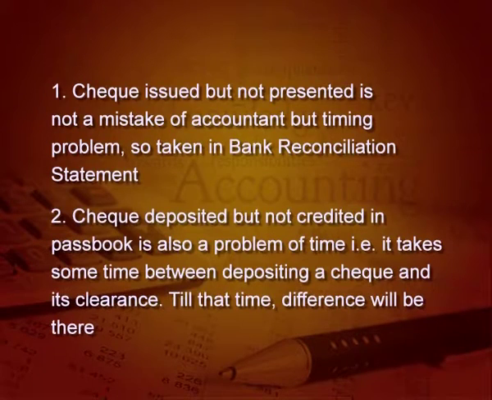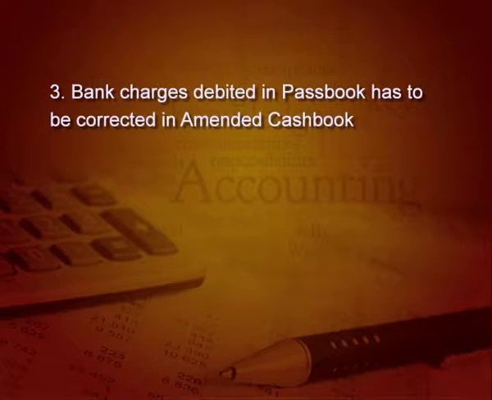Coming to point number 2, check deposited but not credited in the passbook is also a problem of time, because it takes some time between depositing a check and its clearance. Till that time difference will be there. So, this point will also go to bank reconciliation. Let us see point number 3, bank charges debited in passbook. Now, this has to be corrected in amended cash book, because it is the mistake of the accountant.